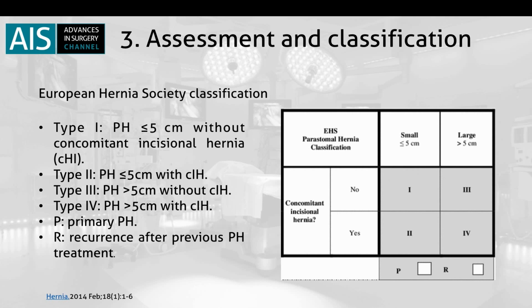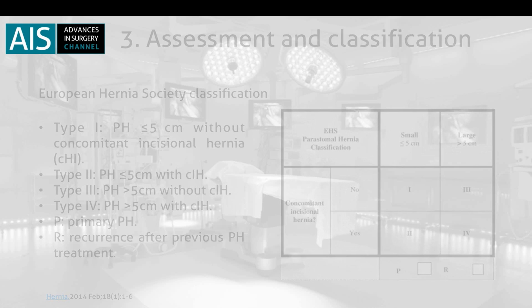Type 1. The hernia is smaller than or equal to 5 cm with no incisional hernia. Type 2. The hernia is smaller than or equal to 5 cm with an incisional hernia. Type 3. The hernia is larger than 5 cm with no incisional hernia. Type 4. The hernia is larger than 5 cm with an incisional hernia. P, primary PH. R, recurrence after previous PH treatment.